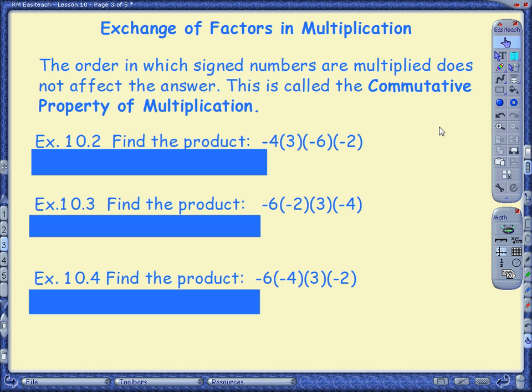In fact, some people like to multiply all their numbers that have one sign first. So maybe if I put them like this, negative 6 times negative 2 times negative 4, and positive 3, I know if I have an odd number of negatives that the result is negative. So I can just multiply across and make the whole answer negative.